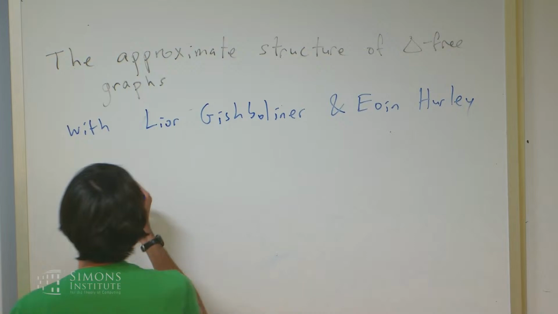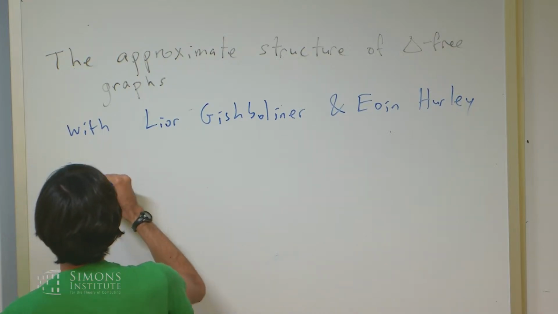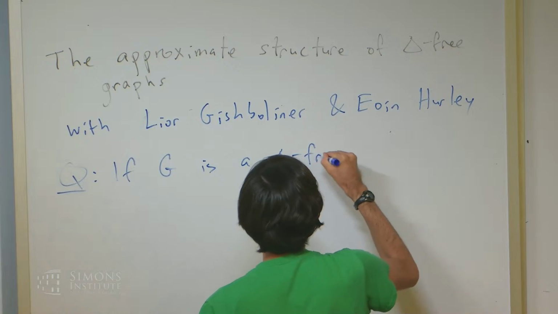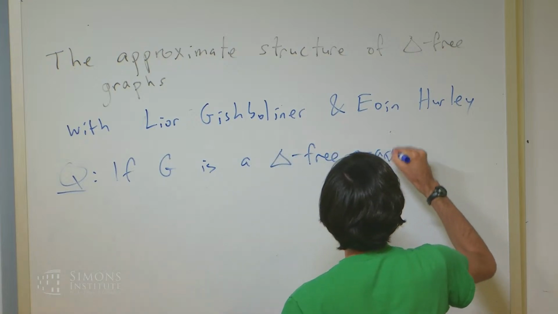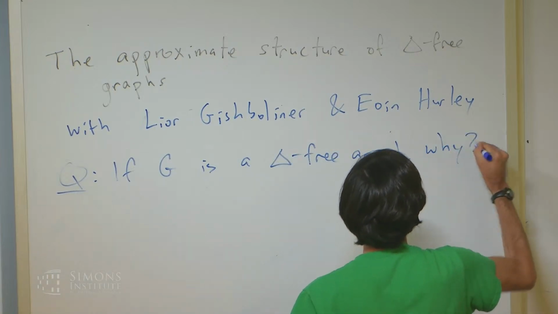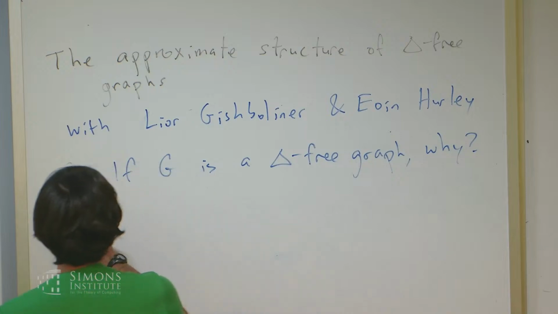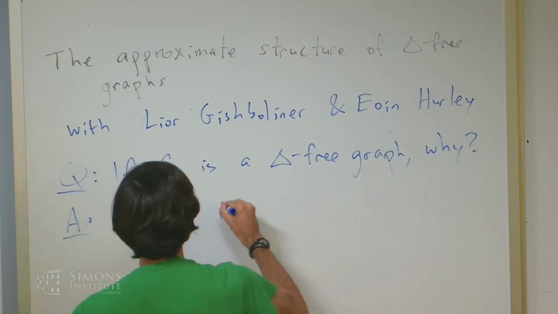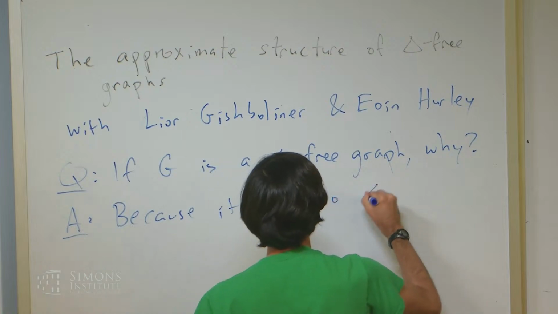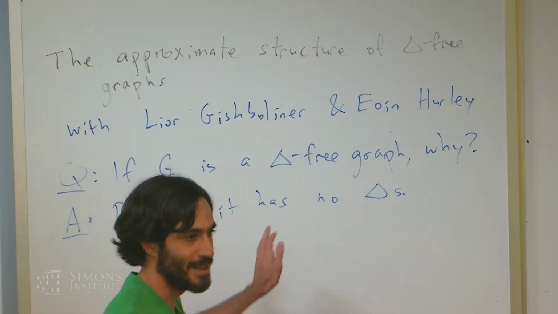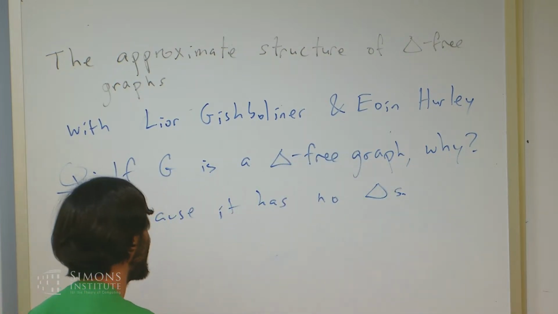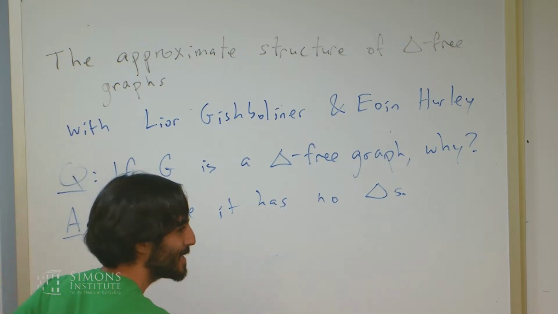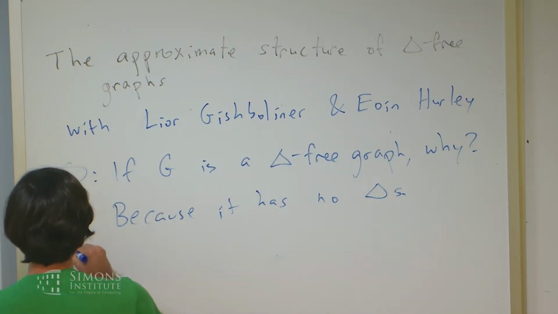So a really important question that I care a lot about is: if G is a triangle-free graph, why? And I think you all know the answer, because it has no triangles, right? So, okay, that's a good answer. But there's actually sort of a better answer. Well, okay, it can't be better than this. But there's another answer, which is really what I want you to get out of this talk.